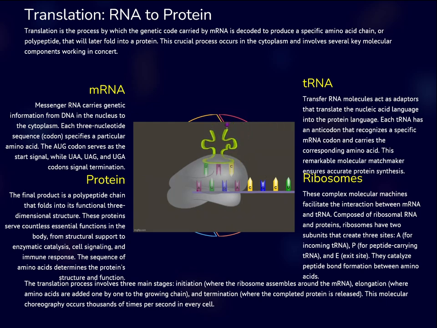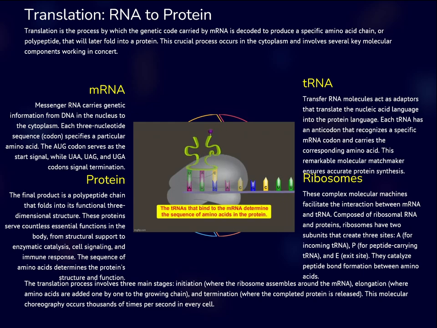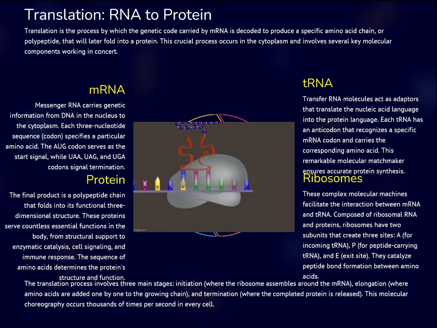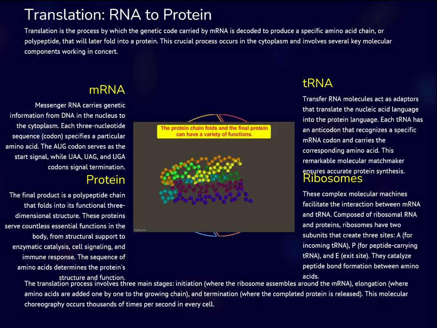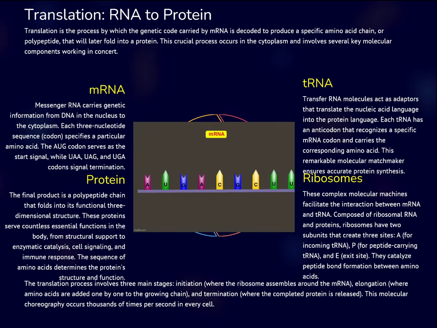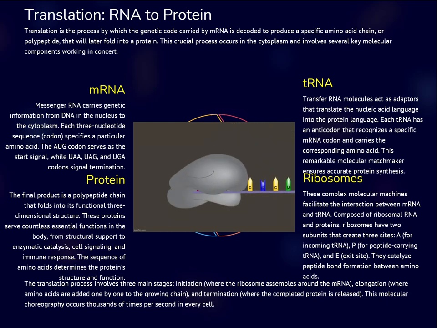But remember, mRNA isn't the only kind of RNA. tRNA, or transfer RNA, helps bring amino acids to the ribosome. And rRNA, or ribosomal RNA, helps make up the structure of the ribosomes. These different RNAs work together during the next step called translation.